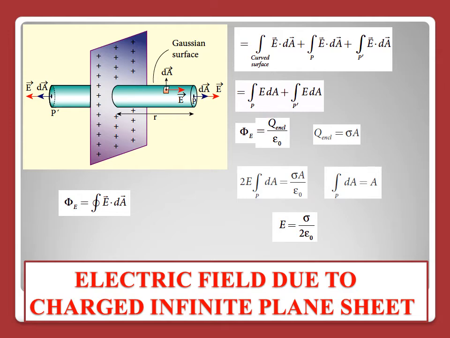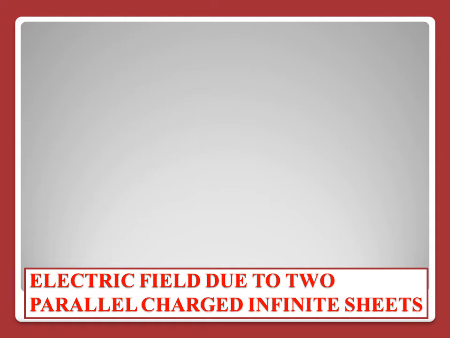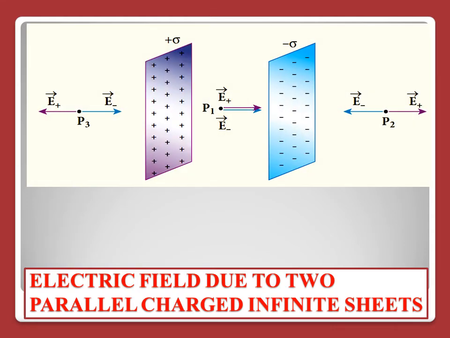So I just took it as 2E integral of dA, which is equal to sigma A by epsilon naught. The next one is electric field due to two parallel charged infinite sheets. The first case we saw only one infinite sheet. The second case we're going to see two infinite plane sheets which are going to be kept parallel. And they're considering 3 points over here. P1, which is well inside the two parallel sheets. P2 and P3 are outside the parallel sheets.